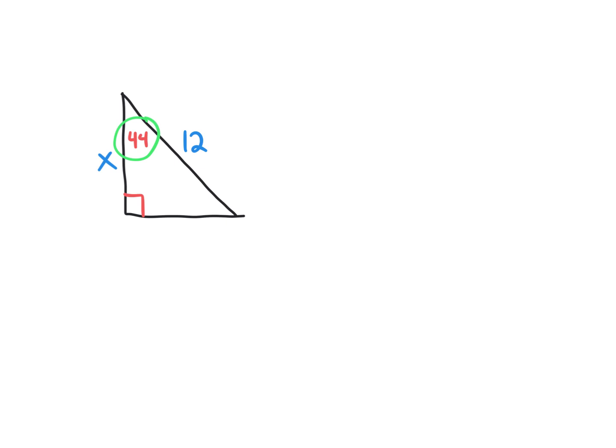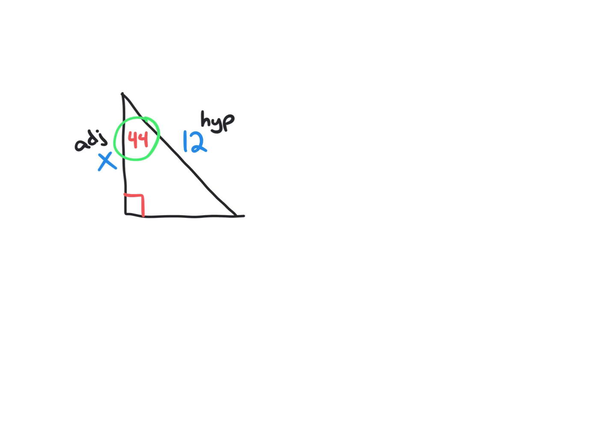Circle the angle, 44. Are you ever going to go based off of the 90? No. So we have our reference angle, 44. What's step 2? Label the sides that are given. Okay, so let's start with 12. What's 12? That's the hypotenuse. What about x? Adjacent. Do I care about the opposite side? No, there's nothing there for us.